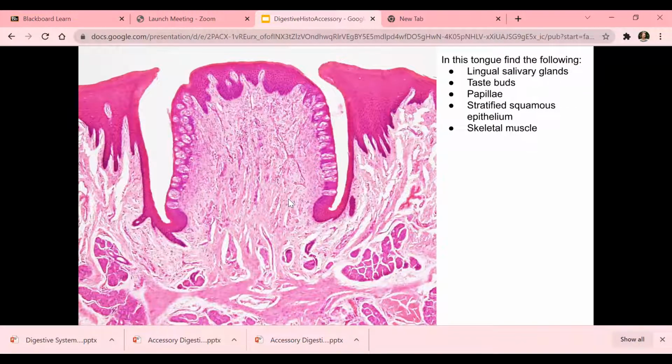In this picture, this is the other lingual papilla. You can see the taste buds here, the pale structures in the lateral wall, and the epithelium is a stratified squamous epithelium. Here you can see the lamina propria, and the muscles which you can see here are skeletal muscles.